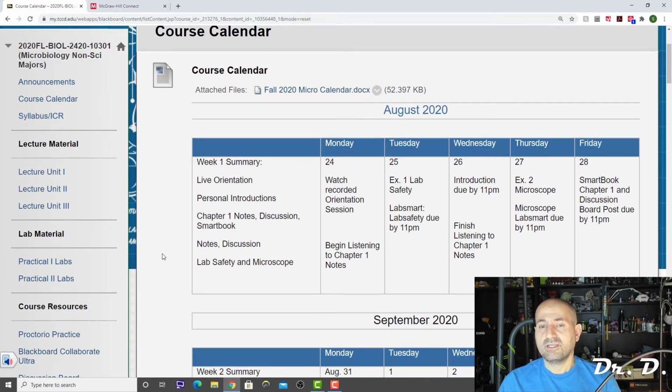Does that make sense? And then constantly log on to your Connect as well. Make sure you're doing your Smart Book assignments and your Lab Smart assignments as you go. Simple as that. Very straightforward. Hopefully it's not too confusing.